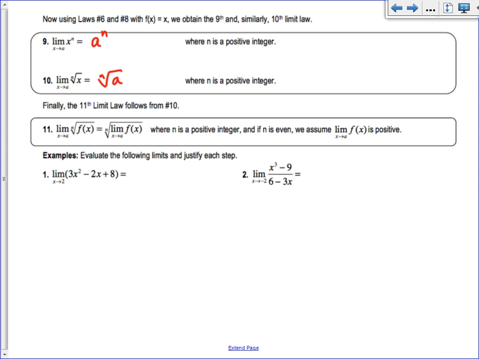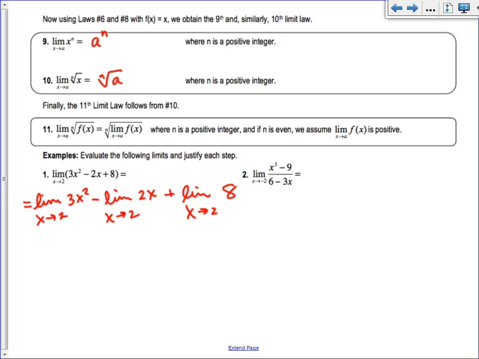All right, so it says evaluate the following limits and justify each step. Okay, this is really annoying to justify each step. This is what you're going to do for number 1. You don't have to write this down. You can just watch me. It's fine. All right, so you bring the limit into the sum. So you would say, okay, I have limit as x goes to 2 of 3x squared minus limit as x goes to 2 of 2x plus limit as x goes to 2 of 8, right?